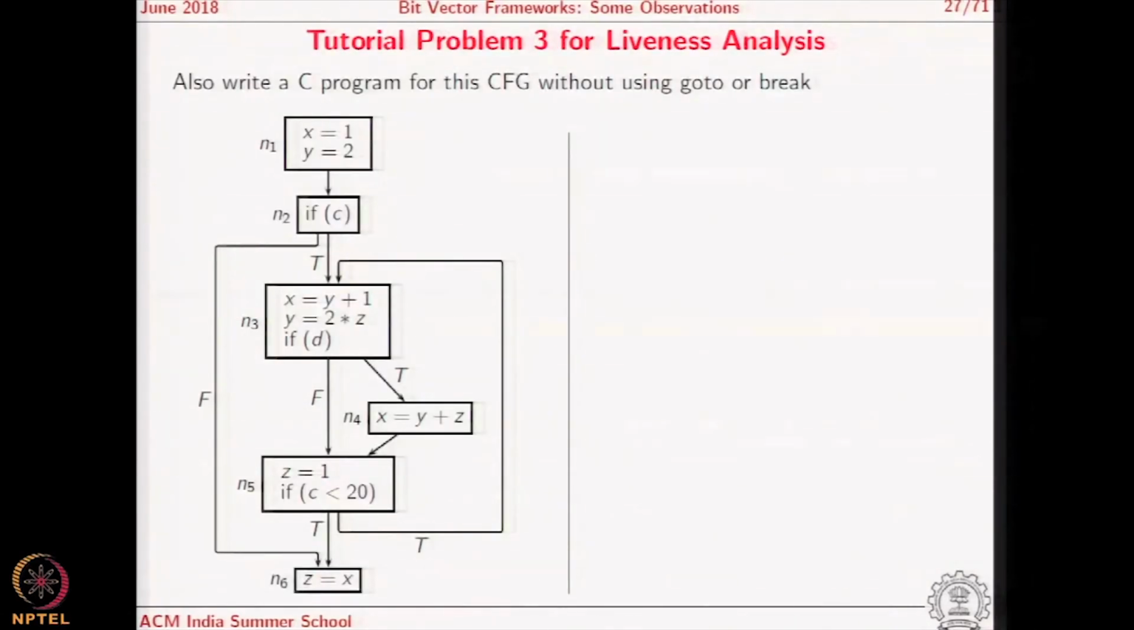So, again there are tutorial problems, and this is a converse problem. Earlier you were given a program and you were supposed to write a control flow graph. Here you are given a control flow graph and you are supposed to write a program for it, and you are not allowed to use gotos. So, you had one of the tutorial problems, I think.